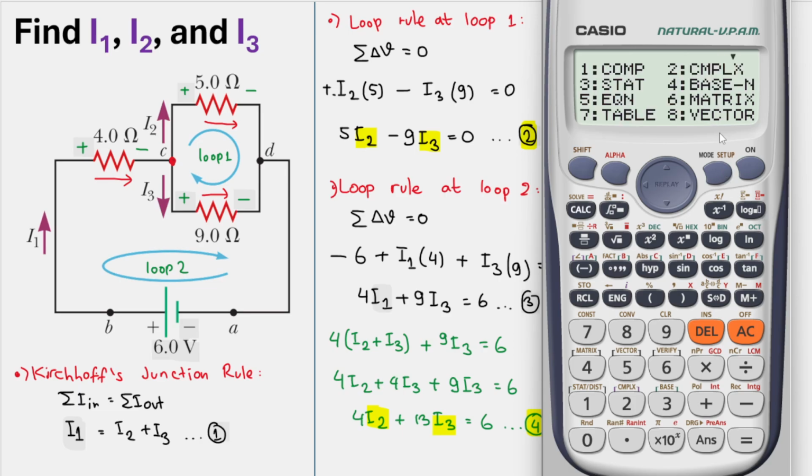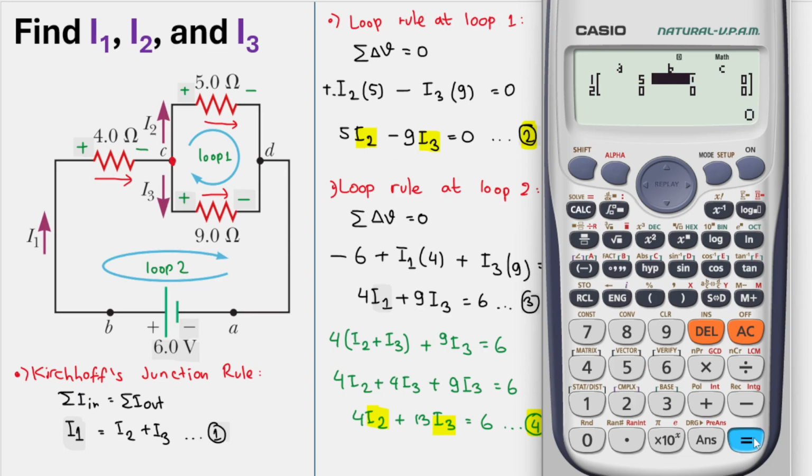Okay, let's set this up. On our calculator, equation is number 5, and 2 variables is number 1. Okay, let's plug that in. So I will have 5, and then minus 9, and then 0. Okay, and then 4, and then 13, and then 6. Okay, we will have the x value, which is 0.535, which is the value of I2.